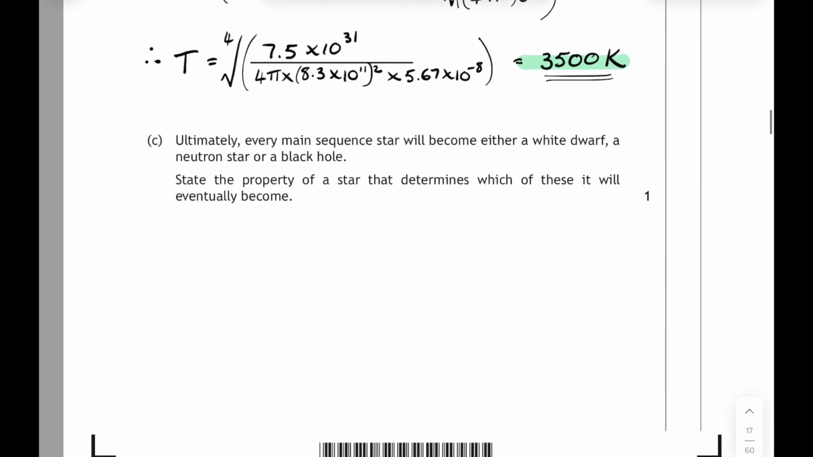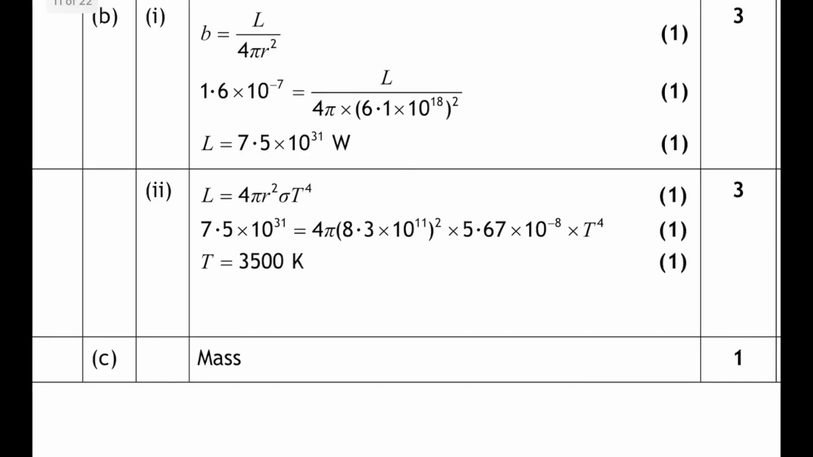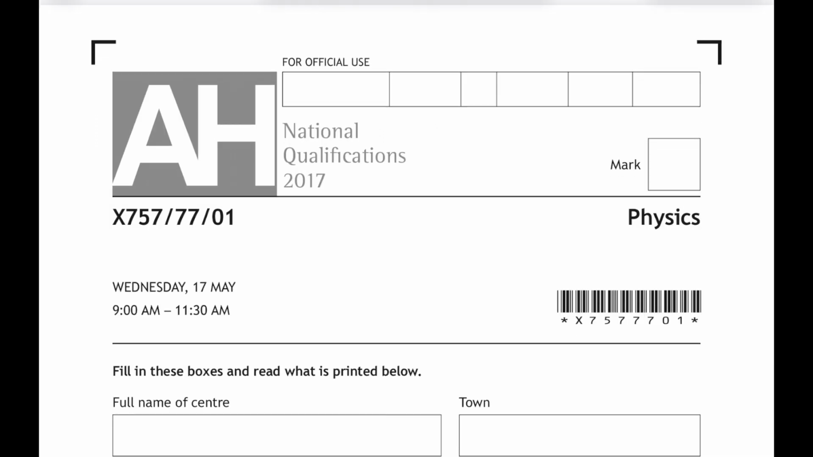Okay, part C. Ultimately, every main sequence star will become either a white dwarf, a neutron star, or a black hole. State the property of a star that determines which of these it will eventually become. Well, that's the initial mass of the star. There's the marking instructions, you just need to write mass. That was the 2019 paper. Let's have a look at another one.